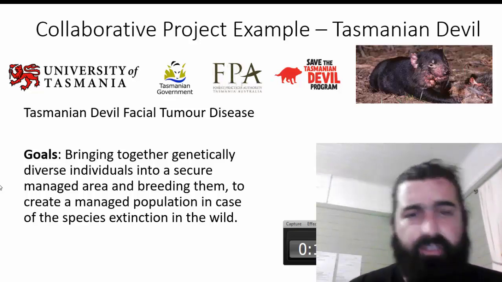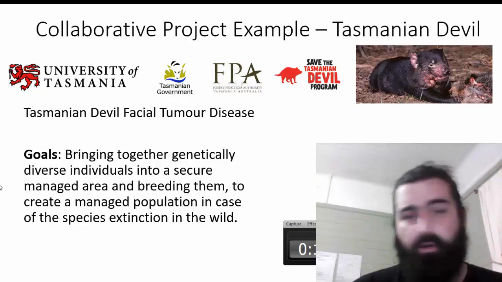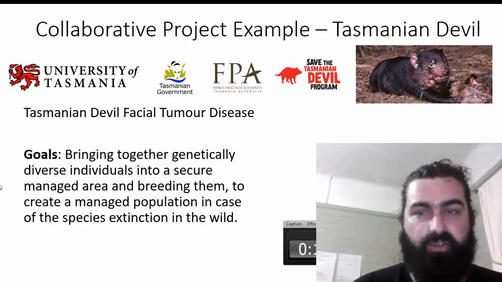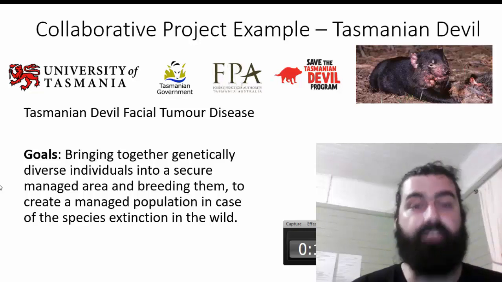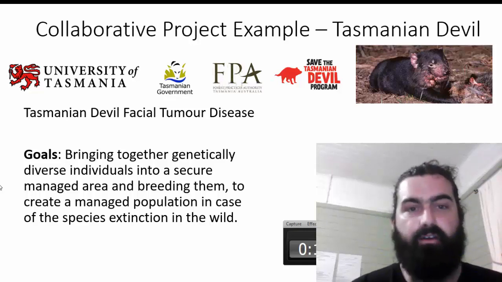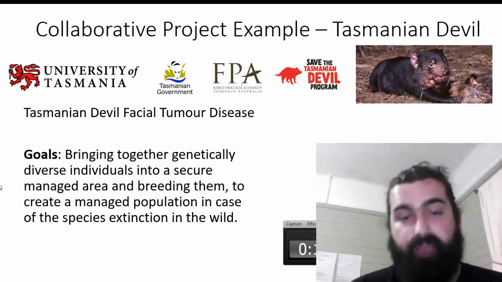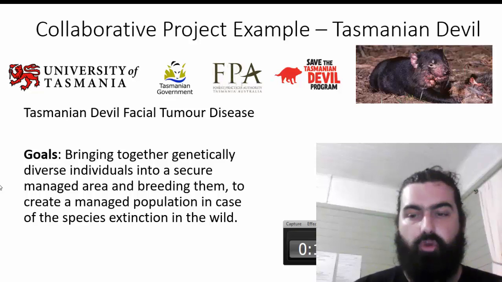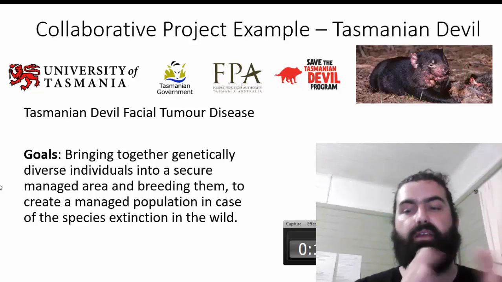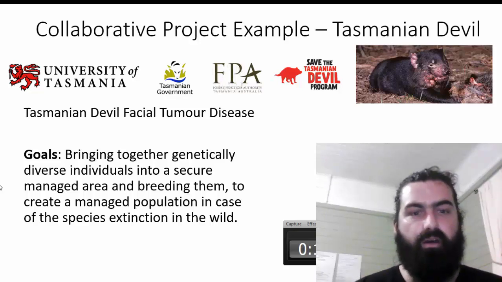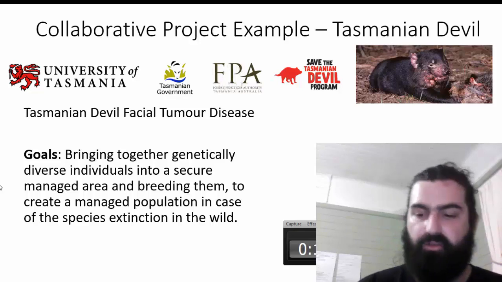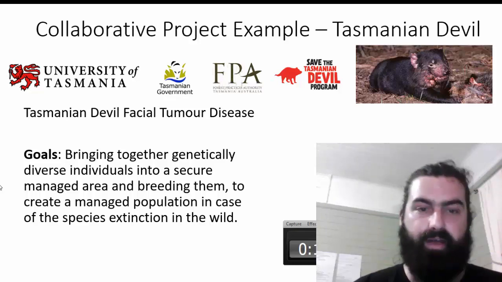Next thing to look at is the conservation side of things. So that was the genetic side, the conservation side, trying to create this secure managed area where the disease does not exist. Okay, a sanctuary. That's a very classic conservation strategy. And at the same time, breeding them and keeping them as this little secured population, so that if for whatever reason the wild population gets totally decimated by this disease, there is another population they can use to repopulate that is a healthy population.